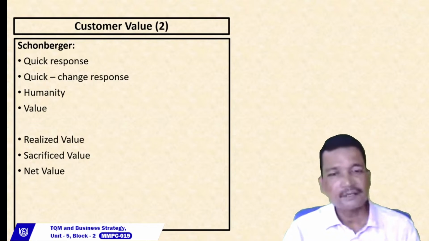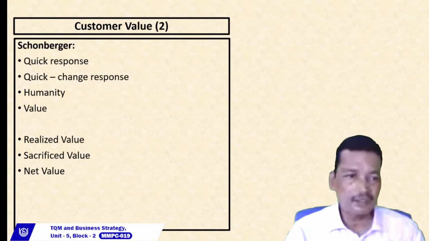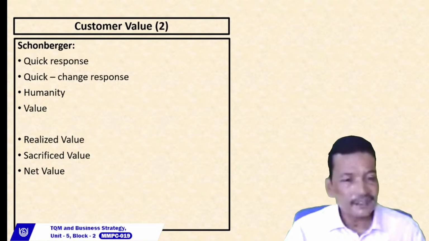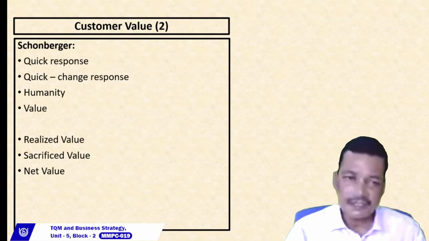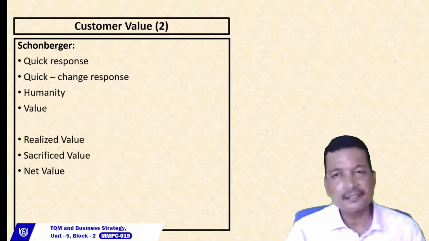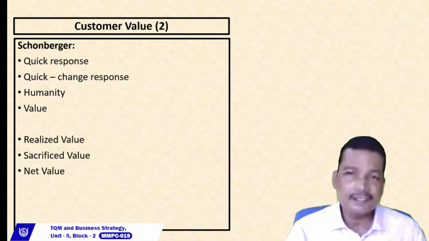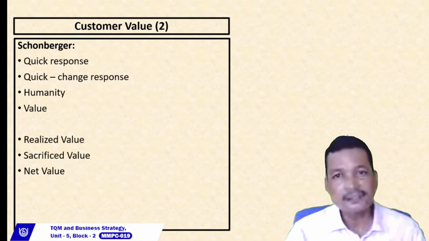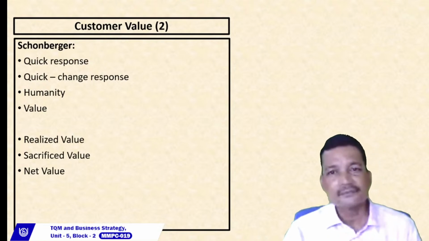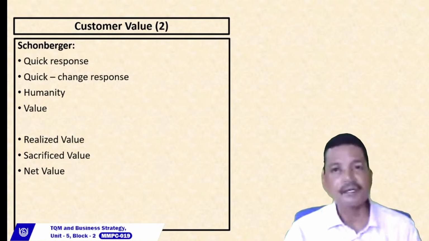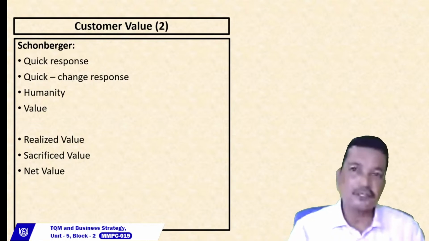And finally, the value. When you are talking of value, as given by Schoenberger, we talk of three things: realized value, sacrificed value, and net value. What is realized value? Now, when we purchase any product, we get various features, we get aesthetics, we get serviceability, we get reliability, we get durability, etc. All these things combined form the value of the product, or what the customer thinks that he has got from the product.